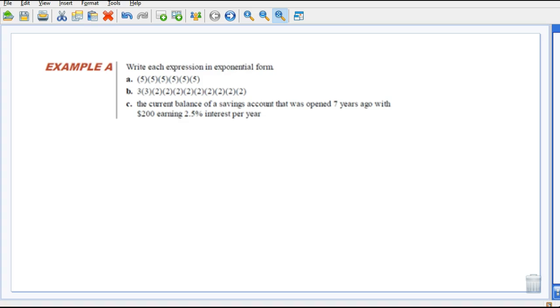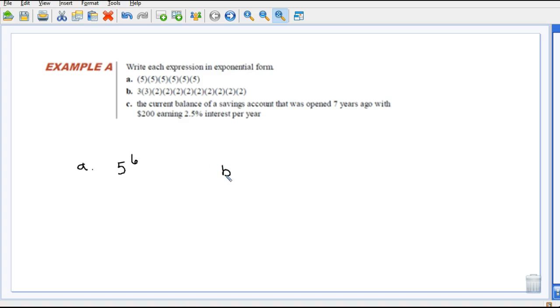Welcome to example A from 6.2. And we're going to write each expression in exponential form. So we want to be able to do this repeated multiplication. Notice how all these numbers are the same, so I can actually write it as an exponent. So I have to count up just how many there are. So how many times am I multiplying the 5's together? 1, 2, 3, 4, 5, 6. So for part A, we have 5 to the 6th.